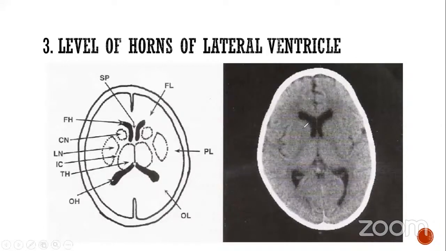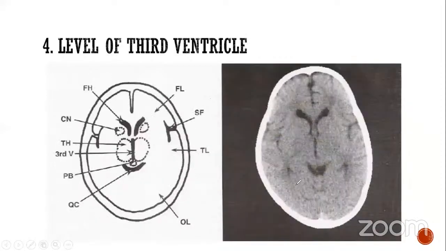That is the caudate nucleus, that is the thalamus, that is the lentiform nucleus, and in between, that curve-shaped structure is the internal capsule. The internal capsule appears as a thin curved dark line between the lentiform nucleus laterally, and the thalamus and head of the caudate nucleus medially. And in this section, the cerebral hemisphere shows the frontal lobe, parietal lobe, and the occipital lobe. Next one is the level of the third ventricle.